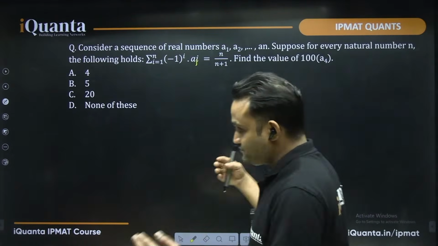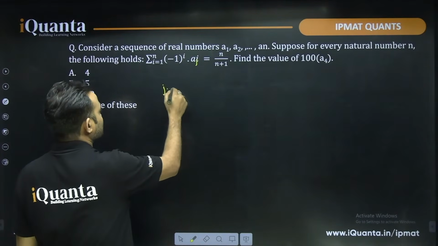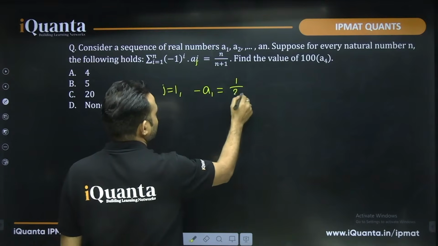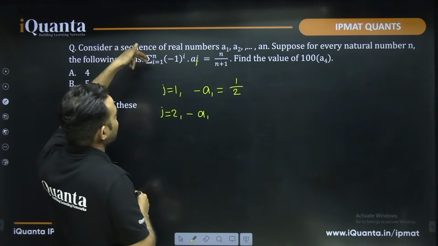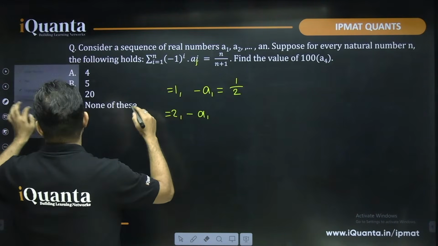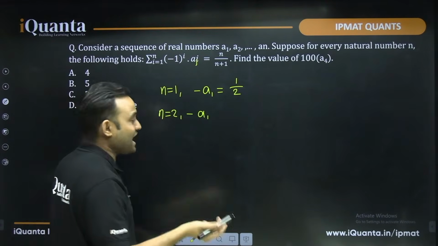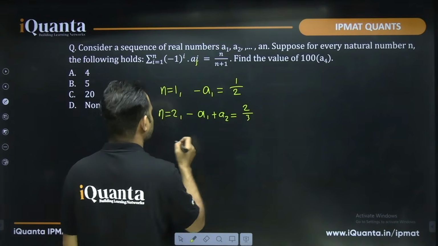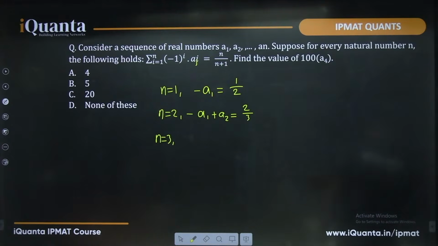See again, what you need to do, we need to find a4. If you put n is equal to 1, we can say that minus a1 will be equal to 1 by 2. You put n is equal to 1 and then you put n is equal to 2. So i is 1 and n is 2. So you will have to take i is equal to 1 as well as i is equal to 2. So minus a1 plus a2 is 2 by 3. If you put n is equal to 3, you will have to take i as 1, i as 2, i as 3, all 3, right?